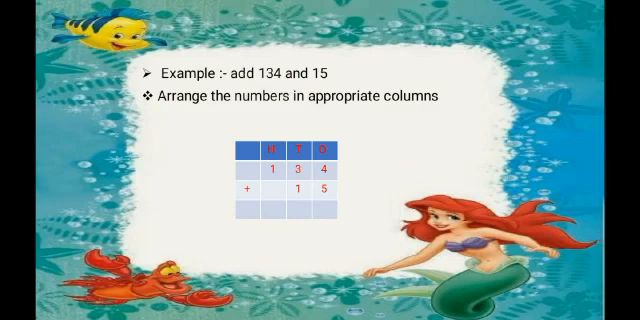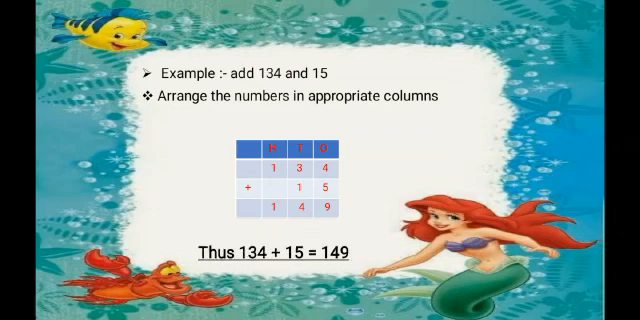So we will start again from the ones place. Do remember, we will start from the ones place. Always addition starts from the ones place. 4 plus 5 is 9. Now tens, 3 plus 1 is 4. Now hundreds, 1 plus 0 is 1. The answer will be 149. Thus 134 plus 15 is 149.